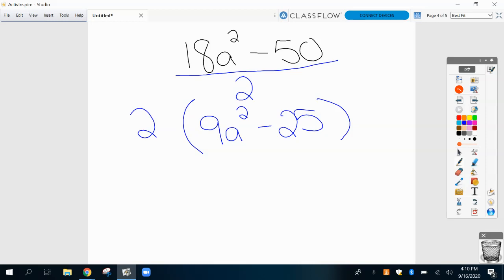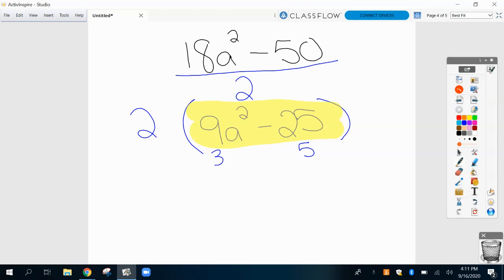Now again, we are going to look inside the parentheses, and we're going to count the number of terms. Okay, so that has 2 terms, so let's check and see if this is a special case. Well, it is, right? 3 times 3 gives us 9. 5 times 5 gives us 25. And then we just have to remember that we're taking half of the exponent. So half of that a squared gives us an a.